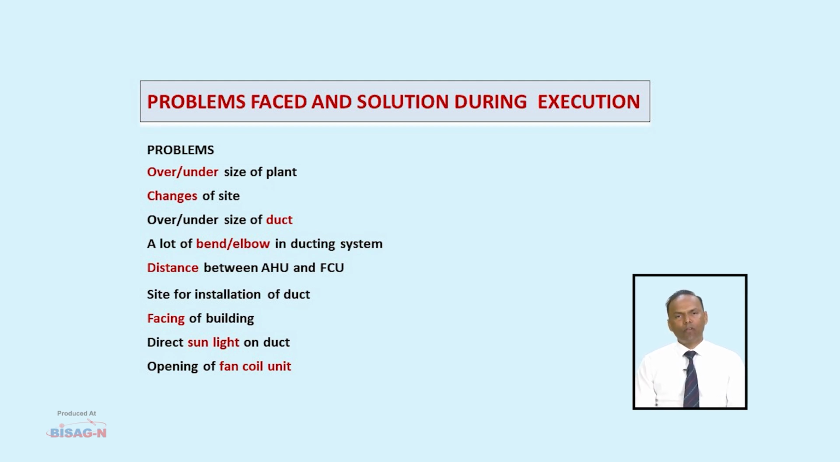Coming to the number of bends and elbows in the ducting system, as far as possible try to use a minimum number of bends. And the distance between, gentlemen, AHU and FCU: the more you keep it to a minimum, the more efficient the system will be. Then the site of installation of the duct and the facing of the building, so that it is not directly facing the sunlight, and the opening of the fan coil unit. These are certain problems which executives face during the execution stage.